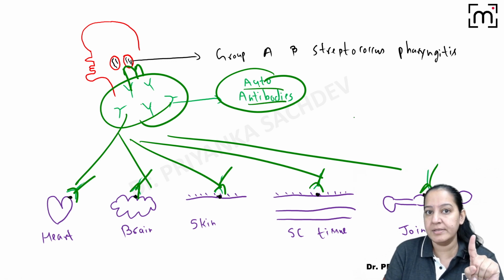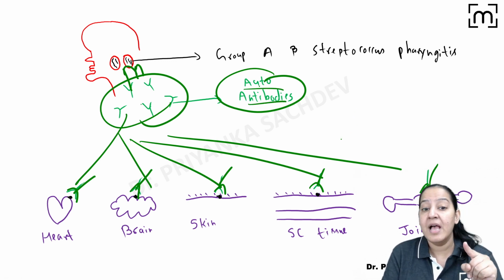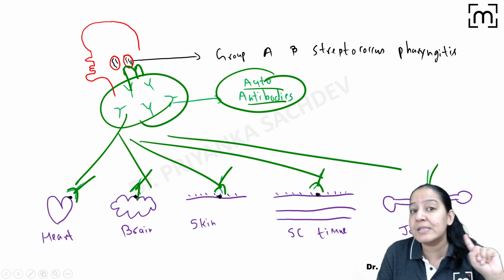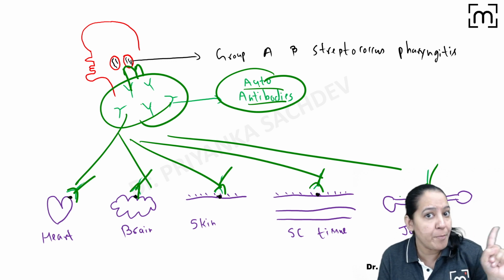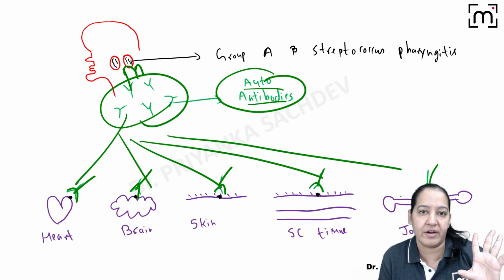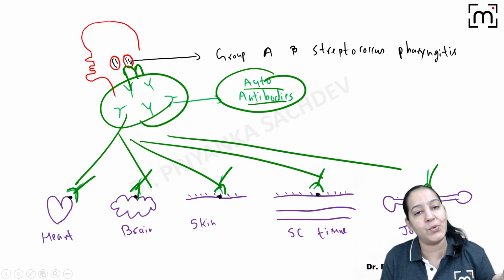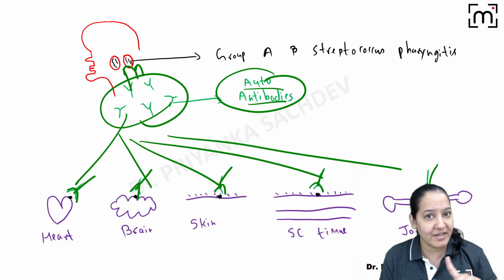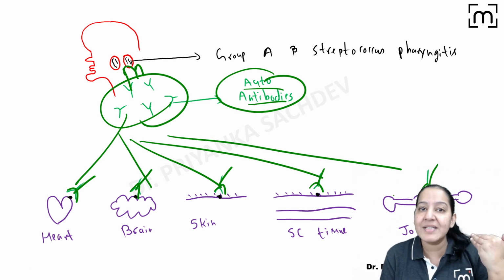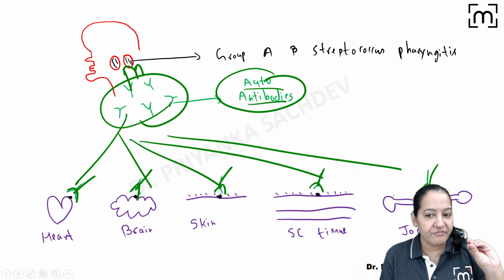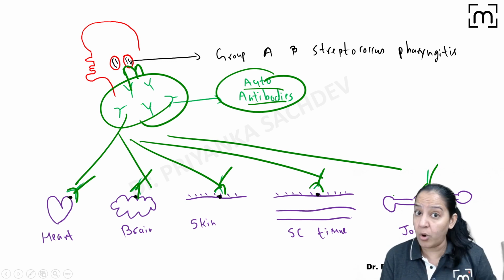Please mind my words. Please everyone mind my words that the damage to these 5 organs is not caused by bacteria. That's why it is a non-suppurative disease. There is no pus formation in any of these 5 organs because pus is formed at the place where bacteria will come. But here no bacteria is coming. It is a disease caused by autoimmunity. Body's own immunity is harming the 5 organs, causing the damage to these 5 organs. So the 5 organs will have 5 diseases which are non-suppurative.